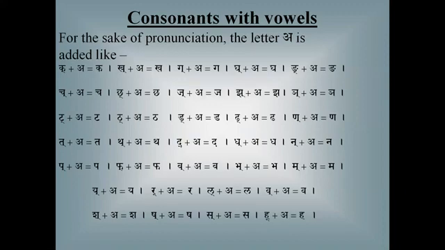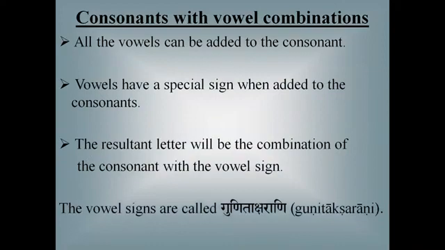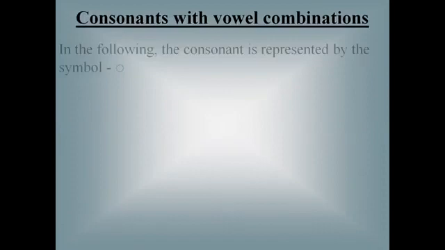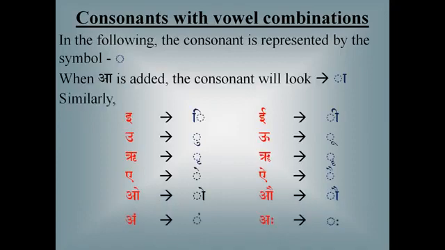When the vowel is added, the nether stroke disappears. That is the first thing that happens. If the vowel is simply a, the nether stroke disappears. If the vowel is other than a, in addition to the nether stroke disappearing, the vowel gets a special sign. The special signs are called Gunitaksharani. It is a technical name. And when the other vowels, a, i, u, are added, they get signs like this. This is what we are seeing.